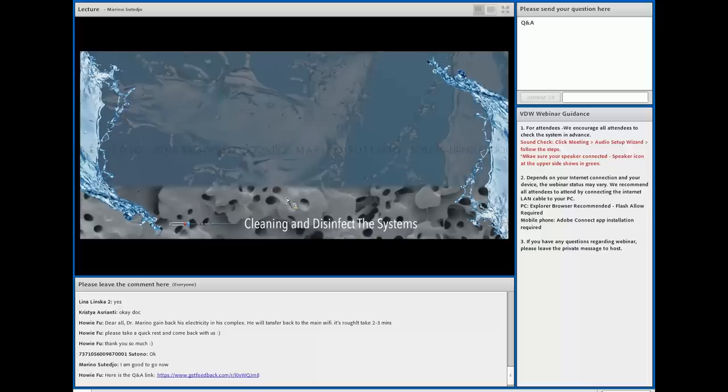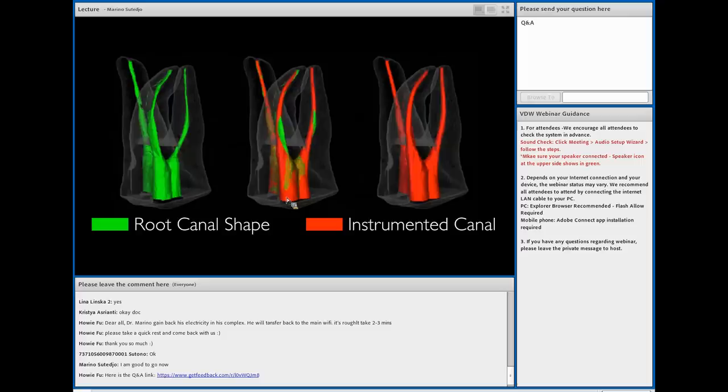So as a part of root canal preparation, now we can talk about our cleaning protocols, or our irrigation protocol. Because if you are talking about cleaning and disinfecting the system, it is always a part of preparation. You can see here, on the left side, it is the original root canal space. On the right side, it is the instrumented root canal. If we combine these two images, you can still see there is a green line and a red line area.